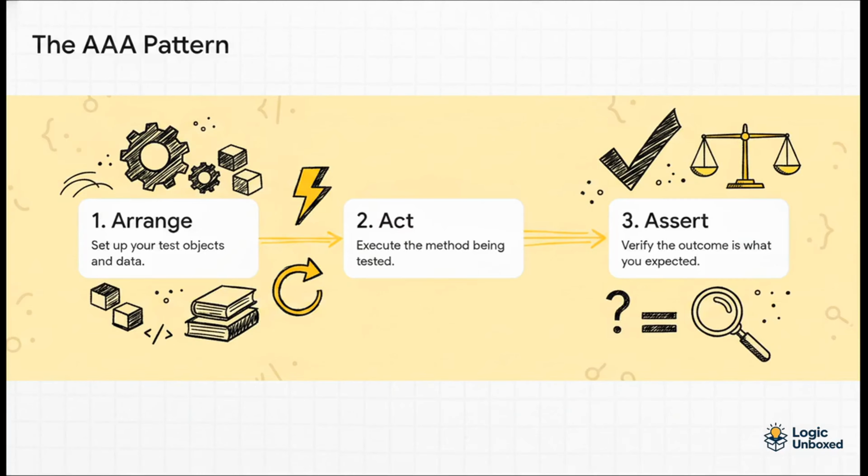This pattern is the absolute gold standard. First, you arrange. You set up all your data and objects. Then, you act. You call the one method you're actually testing. And finally, you assert. You check that the result is exactly what you expected. This simple three-step structure makes your tests totally predictable and super easy to understand.